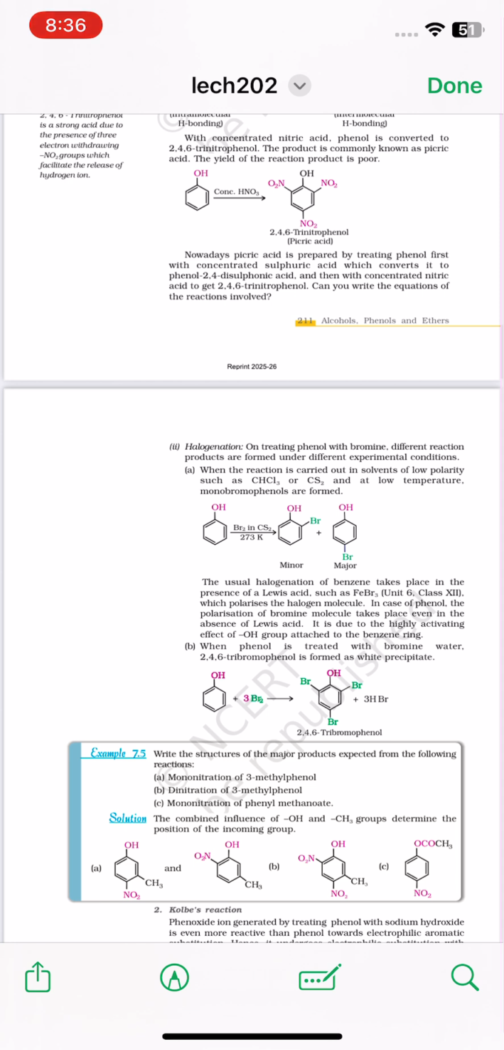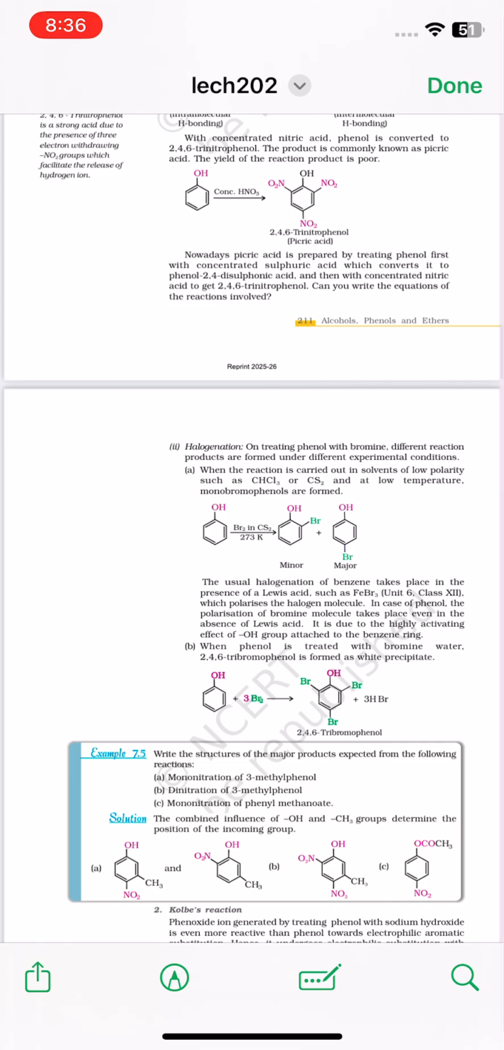Nowadays, picric acid is prepared by treating phenol first with concentrated sulfuric acid, which converts it to phenol-2,4-disulfonic acid, and then with concentrated nitric acid to get 2,4,6-trinitrophenol. Can you write the equations of the reactions involved?